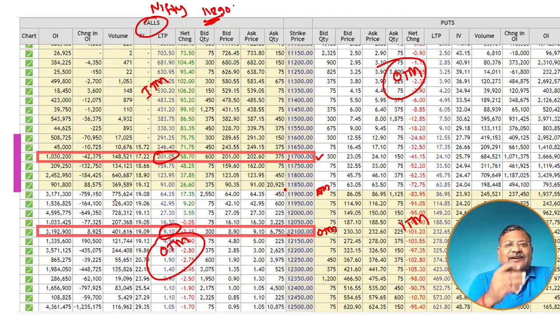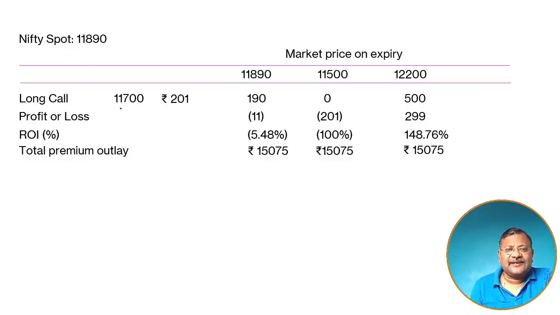Now, let us say we give the trader an option that he can either buy the 11,700 call or he can buy the 12,100. Now, let us see what happens under each of the circumstances. Now, let's say he buys the 11,700 call. And remember, this 11,700 call is an in the money option. And he buys it by paying a premium of 201. Now, for the market price of Nifty on expiry, I have taken three simulated situations: maybe on expiry, the Nifty ends up at 11,890, or it ends up at 11,500, or it ends up at 12,200.